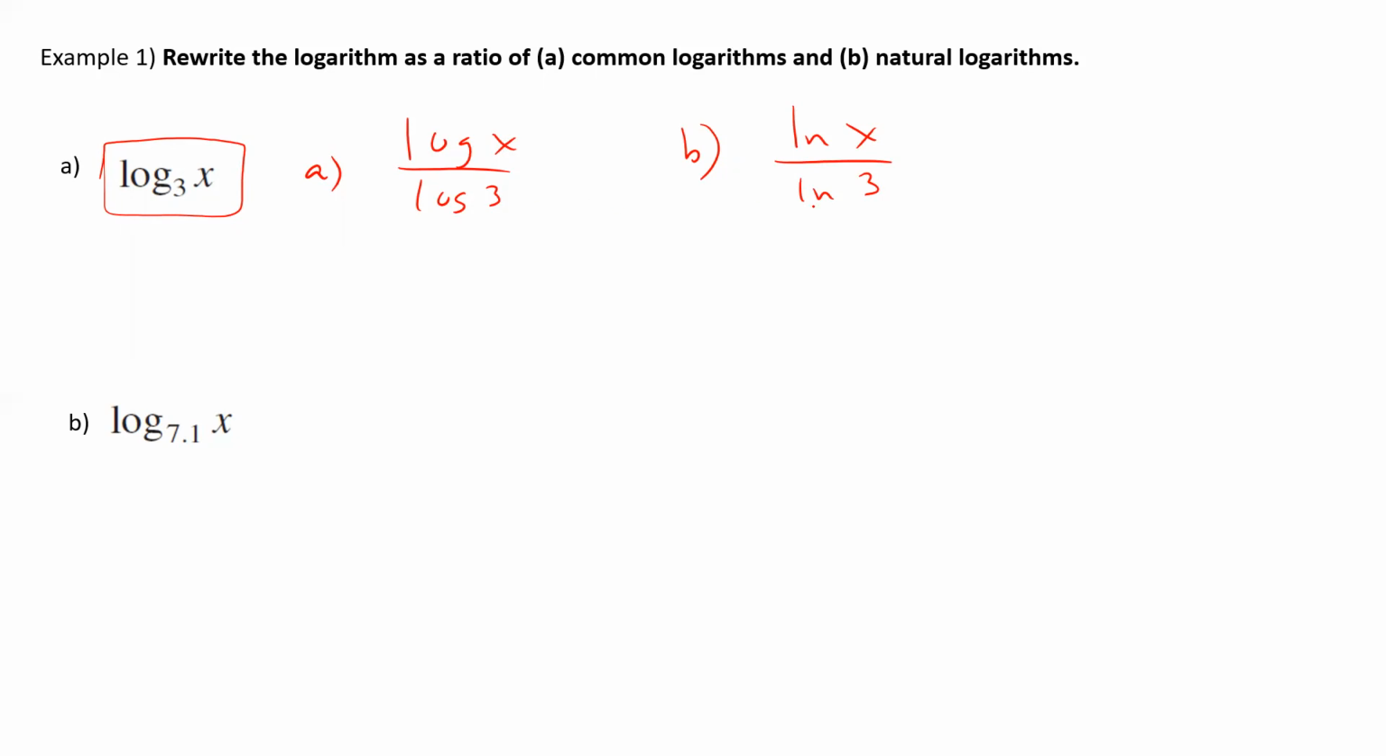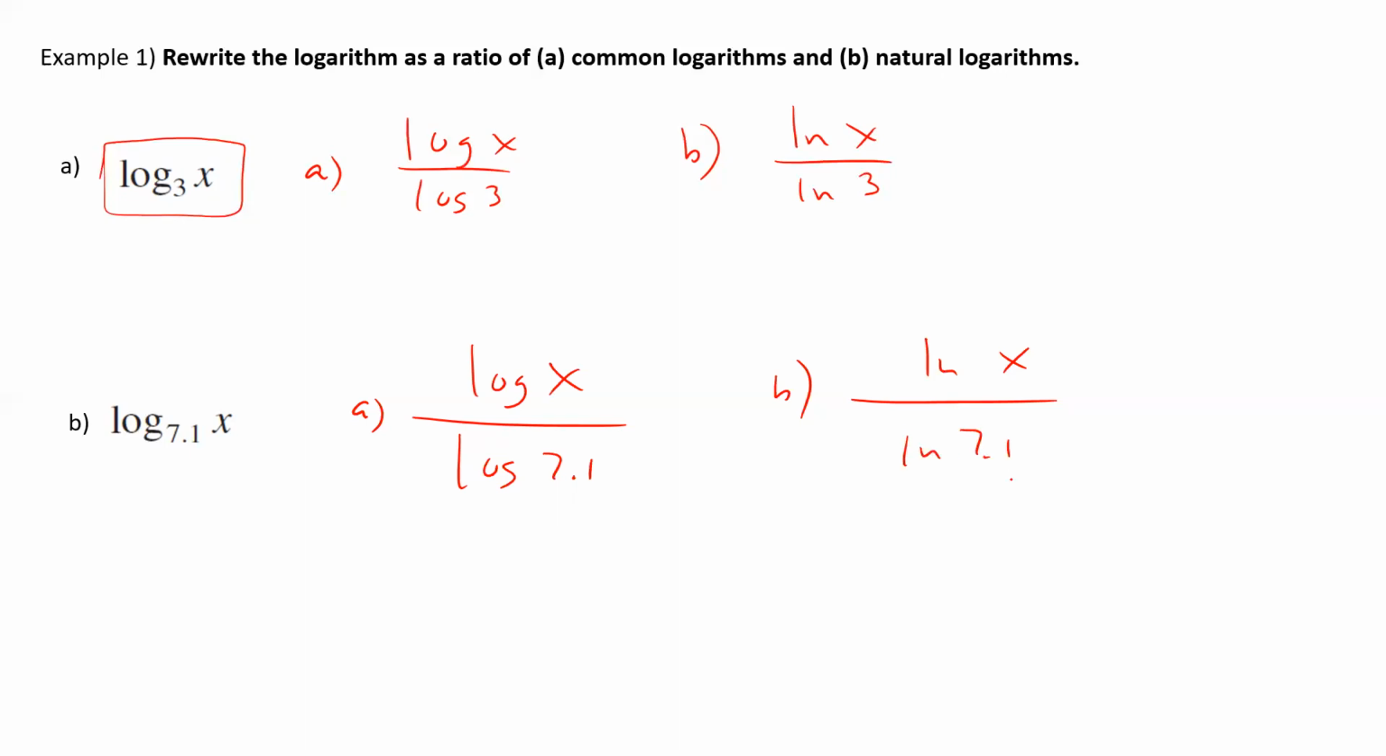Okay, B is all yours, log base 7.1 of 4. And hopefully we did it already here. Didn't walk around the room to see here, but it would be log of X on top. And how about log of 7.1 on the bottom? There, and then B, ln of X over ln of 7.1 on the bottom. Are we good? Bam, okay.